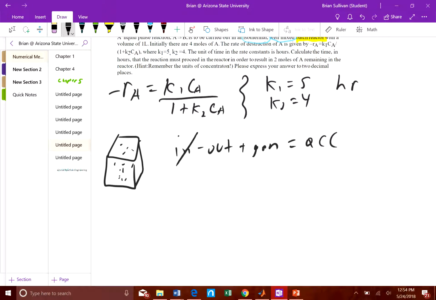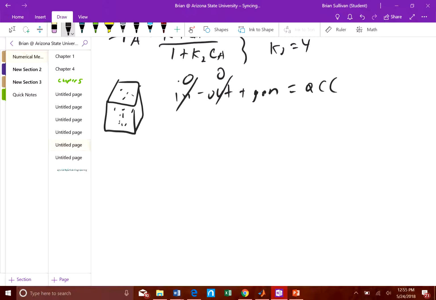But nothing goes in and nothing comes out while the time is counting inside that box, because you can imagine it has a lid. You can't take things in or out. So the generation term is equal to RA times V. And it's not dV, because you don't have different concentrations everywhere inside the reactor. We're going to use big V. So dNA over dt.